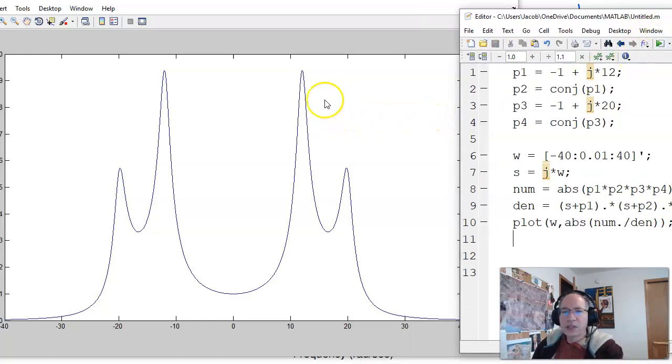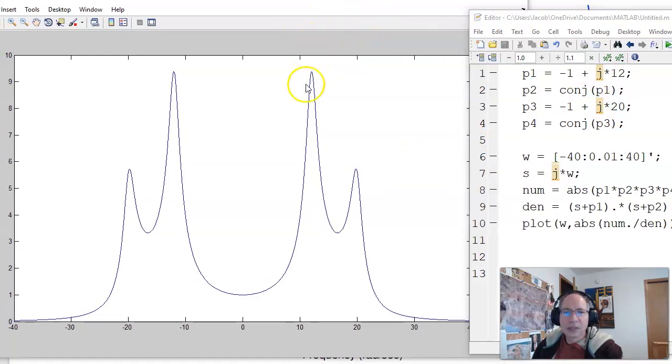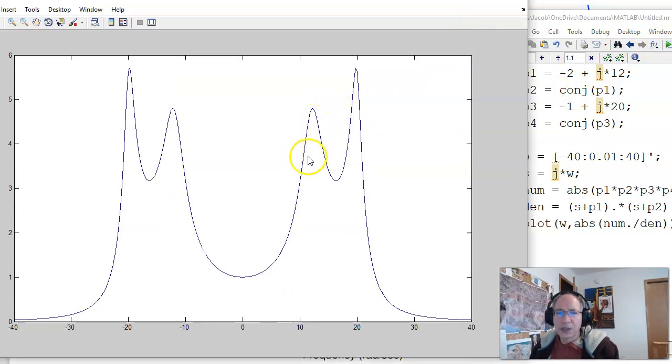So notice I've got a resonance at 12 and 20 radians per second. That's the complex part of the pole. And the bandwidth, if we go 3 dB down, is about 2, bandwidth of 2. If I make the real part bigger, the bandwidth gets larger. So here this one just got wider. The bandwidth is now 4 radians. Go to the 3 dB down point. This width is now 4 radians.